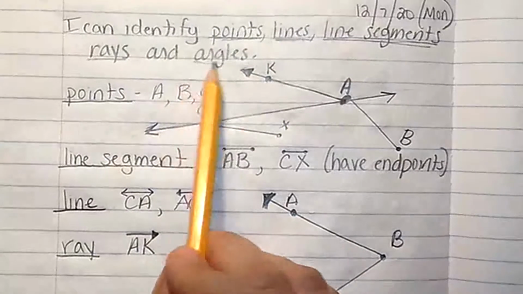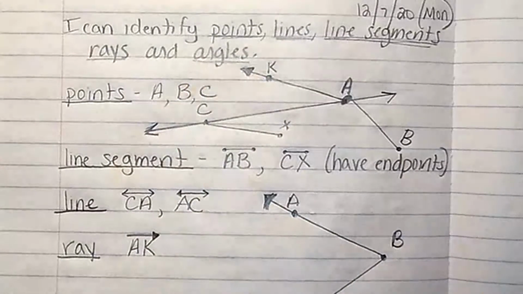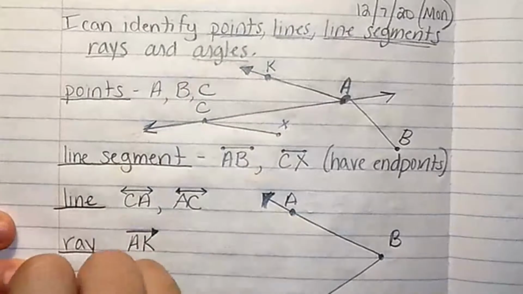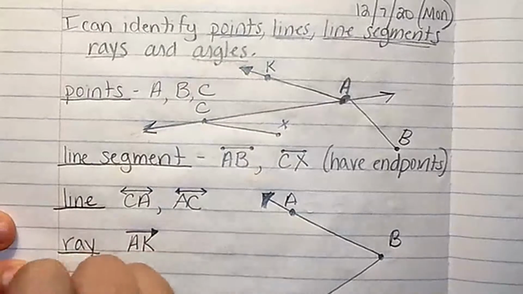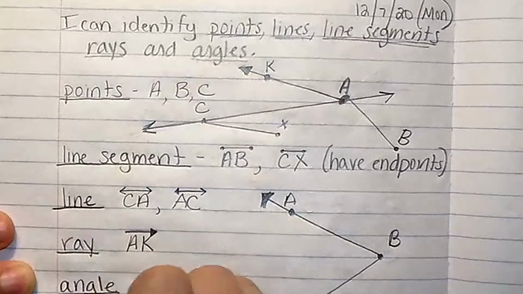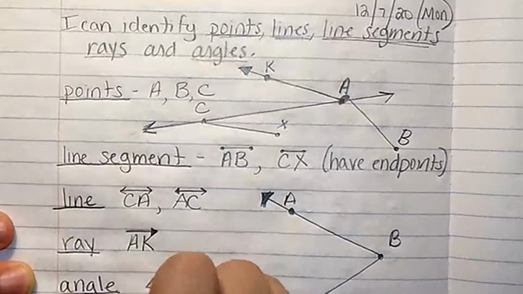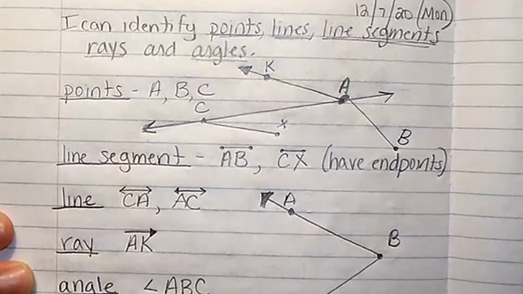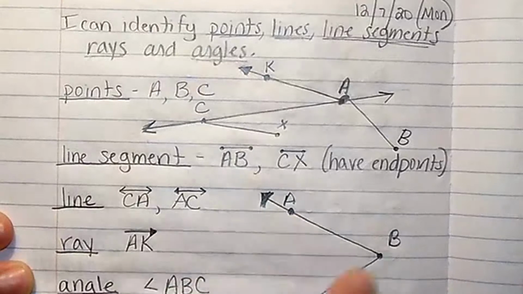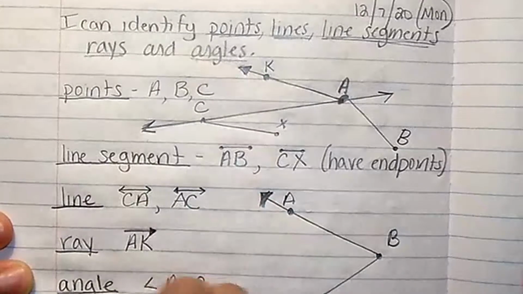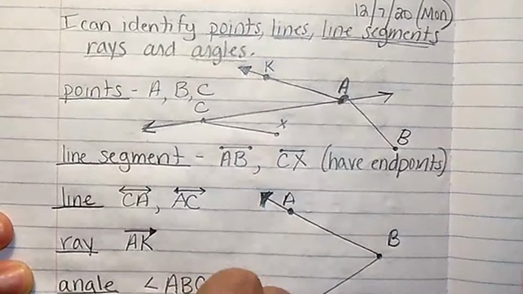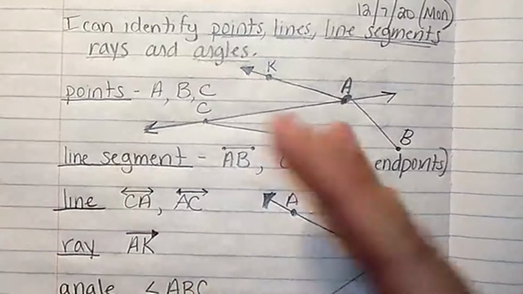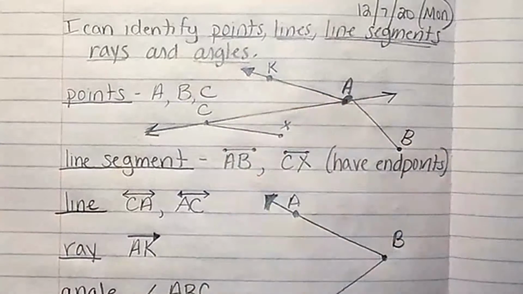This is an angle, and this angle has a name. We call this angle ABC. Now I could call this angle CBA. An angle is an opening that measures a certain number of degrees, and we'll get into that in a couple of days, not necessarily today.